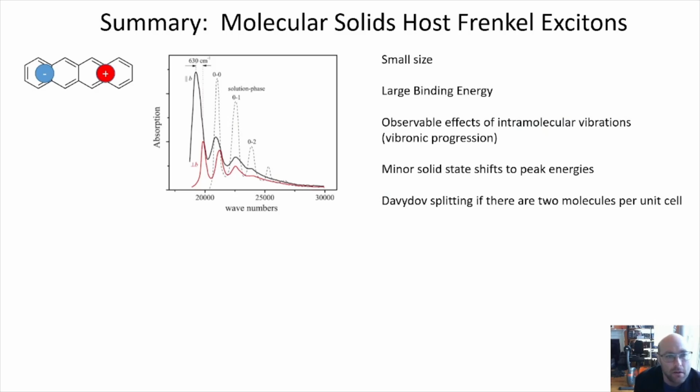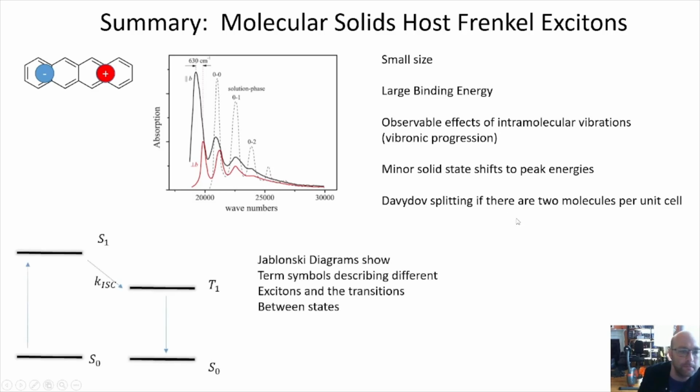So here's our summary. If you've got a molecular solid, you can have excitons localized predominantly on single molecules. These small excitons, where the exciton size is not much larger than the lattice spacing, are called Frenkel excitons. They have a large binding energy. In molecular solids, you'll see really observable effects of intramolecular vibrations that are further evidence that these are fundamentally molecular excited states. Then there are minor solid-state effects, such as shifts in the peak energies and Davydov splitting if you have 2 molecules per unit cell.